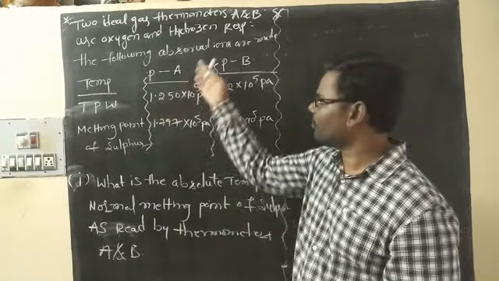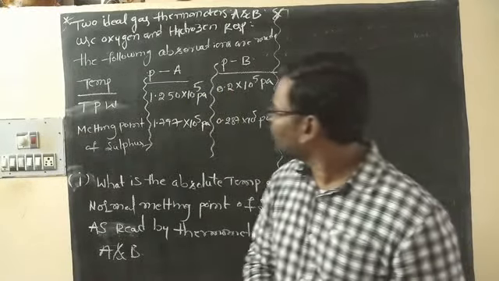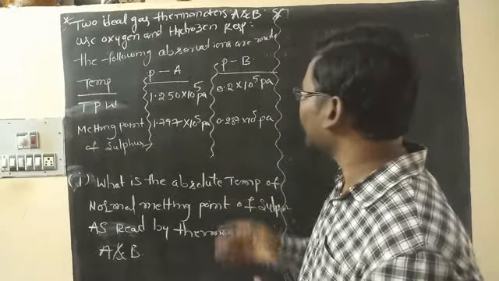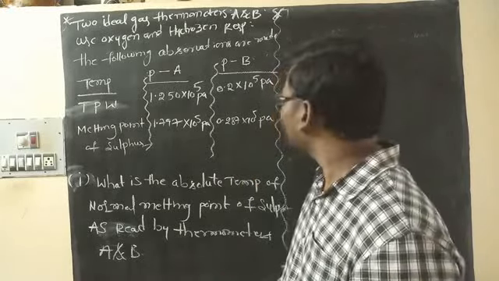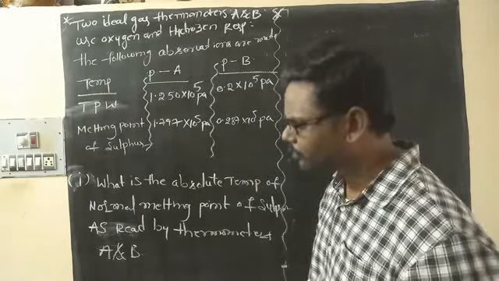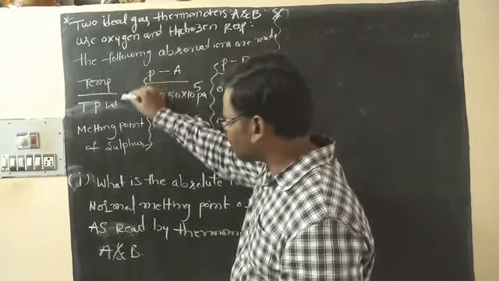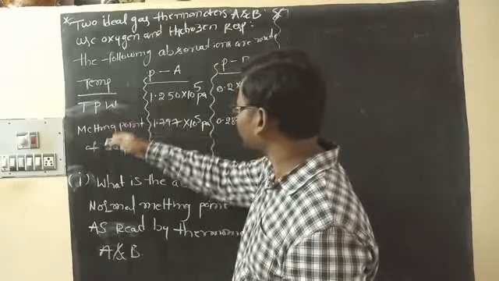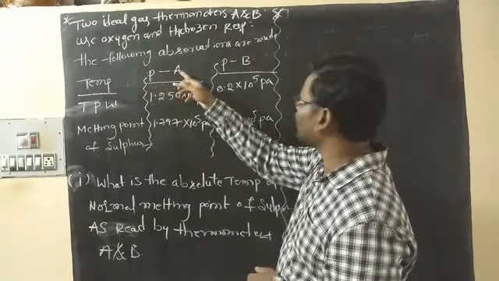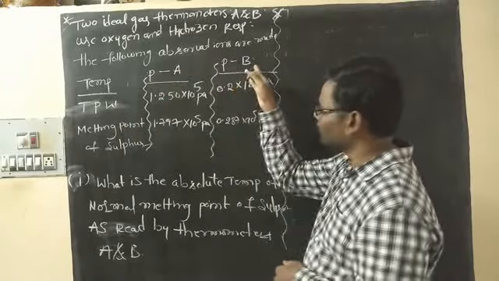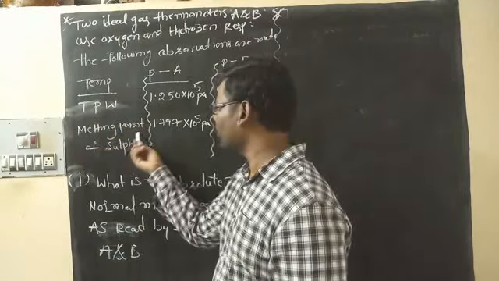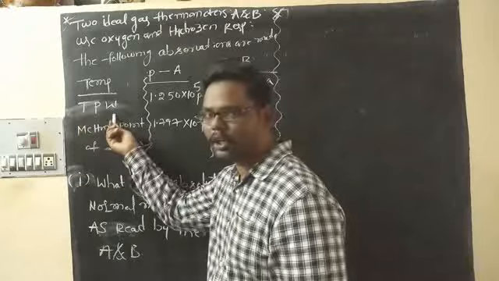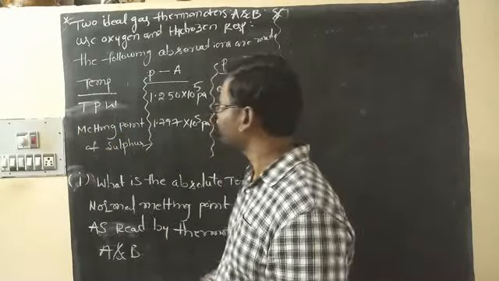Right, here I have given one more problem. Two ideal gas thermometers A and B use oxygen and hydrogen respectively. The following observations are made. This is the temperature column, and the pressure at thermometer A and the pressure at thermometer B. This is the triple point of water and this is the melting point of sulfur.